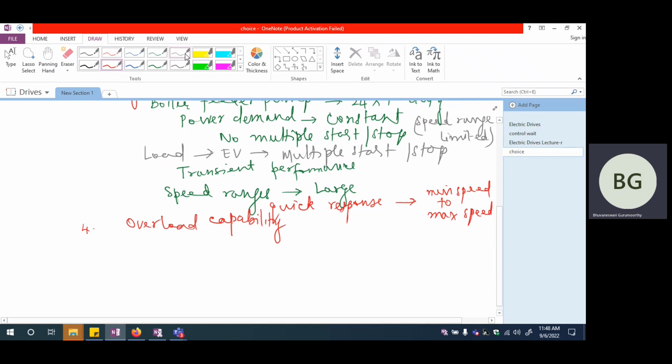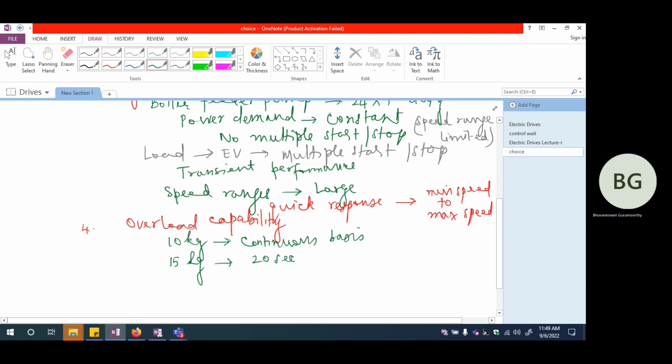To understand this, let us say normally I can lift a weight of 10 kg. But if I am asked to lift a weight of 15 kg, maybe I can do it for 10 seconds. I cannot carry it for a much longer duration. 10 kg, maybe I would be able to carry on a continuous basis. Whereas if I am asked to carry 15 kg weight, I may be able to carry it for say 20 seconds. Whereas if I'm asked to carry 20 kg weight, it is probably possible for me to carry it for 7 or 8 seconds, nothing more than that.